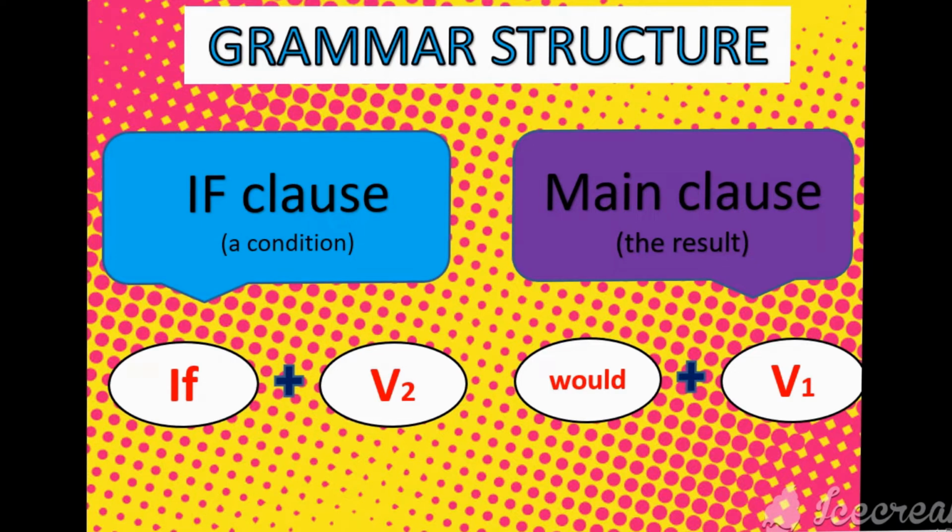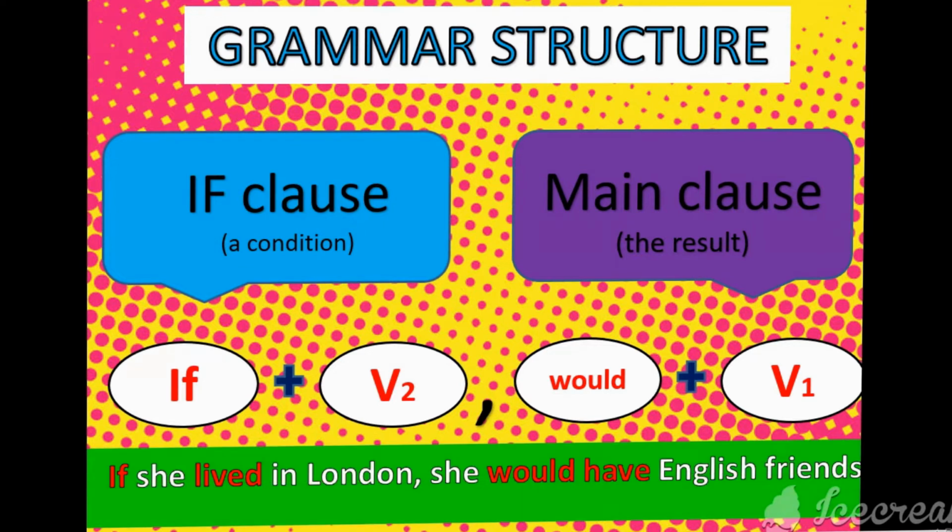If she lived in London, she would have English friends. The if clause is the condition. Does she live in London? No, we're talking about a hypothetical situation here, right? So the result clause suggests what would be different and tells us that we imagine the result, she would have English friends. It's not real. She doesn't have English friends now, but it could happen if she lived in London.